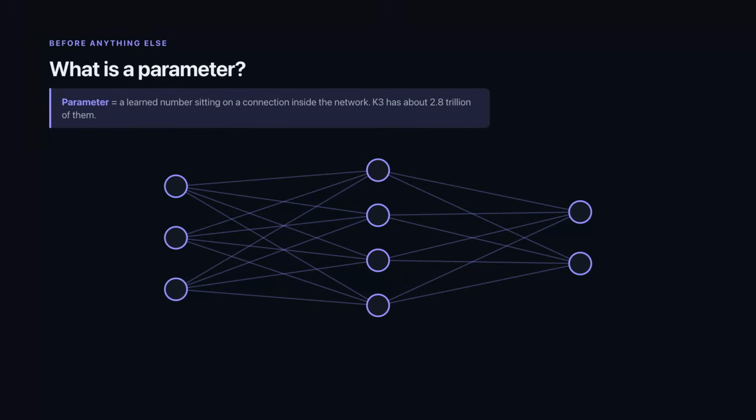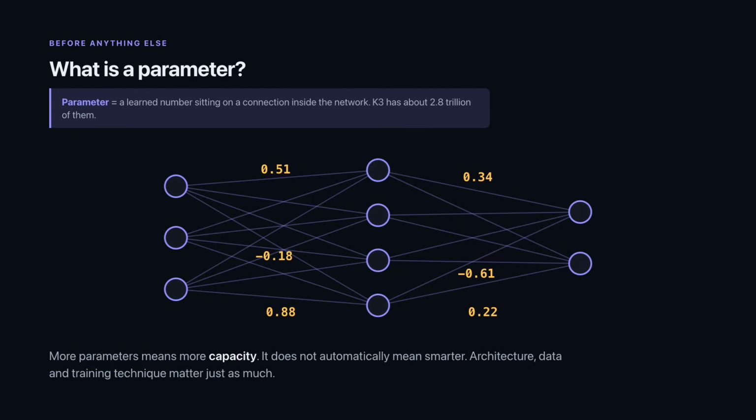So before we see any of K3's ideas, let's start with that first word, parameter. An AI model is essentially a huge mathematical network, dots that hold numbers, and connections between them. Sitting on those connections are learned numbers, and those are the parameters. During training, the model adjusts these numbers over and over so it gets better at recognizing patterns in language, code, images, and reasoning. More parameters gives a model more capacity. But bigger does not automatically mean smarter. Architecture, data, and training technique matter just as much. K3 is interesting because of how it organizes that capacity.